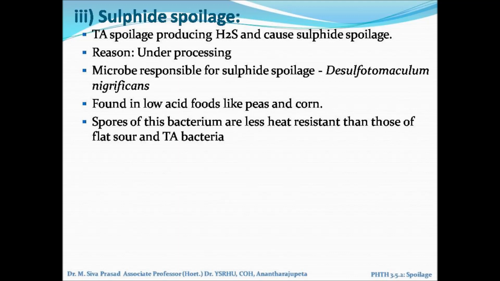In the case of flat sour, you have seen the production of lactic acid. In the case of TS spoilage, you have seen the production of gas. In the case of sulfide spoilage, you have seen the production of sulfides, that is H2S. Comparing these thermophilic bacteria, the sulfide spoilage causing bacteria are less heat resistant than those of the flat sour and TS bacteria.